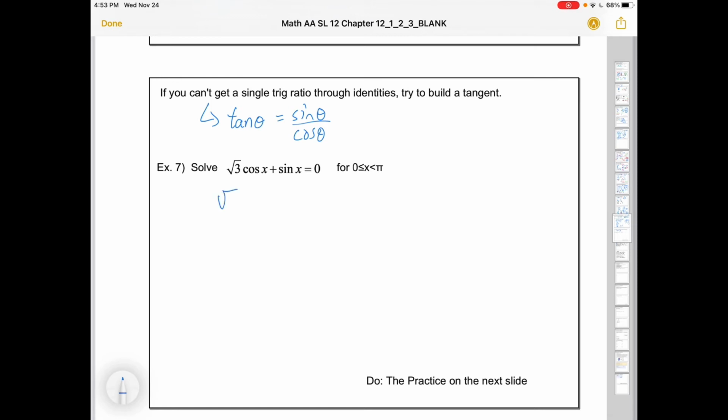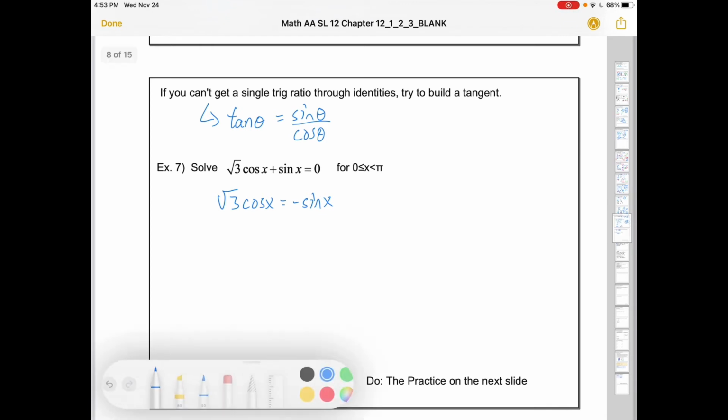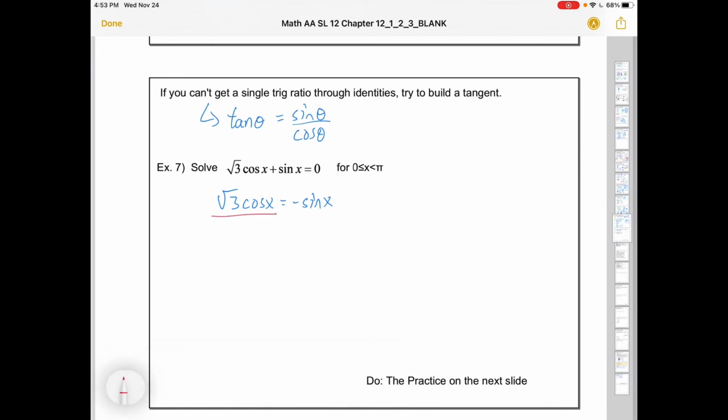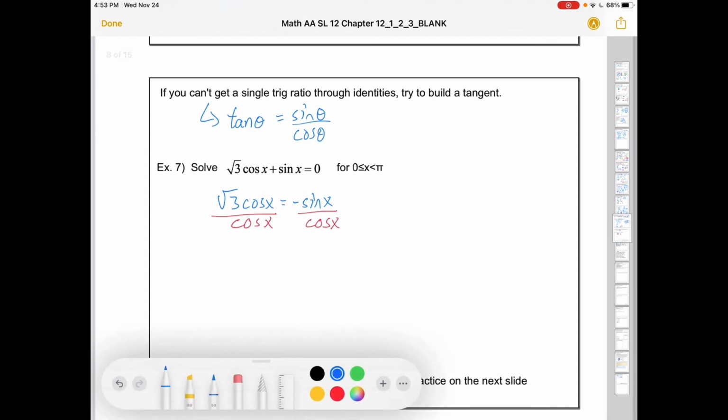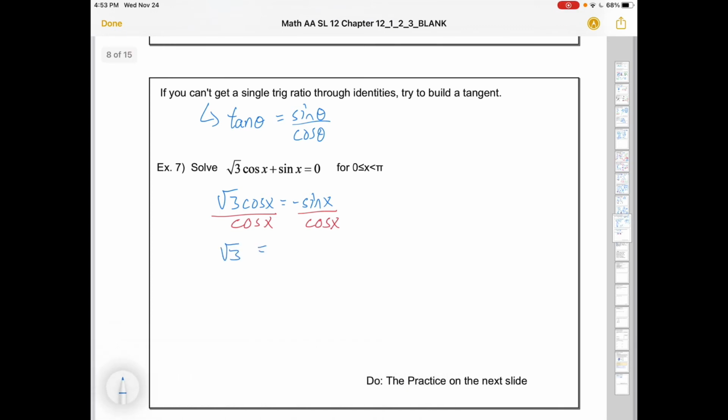Let's see. To do that, I'm going to have to separate out my sine and my cosine. This is only going to be possible if there's no constant term. And the next thing I'm going to do is divide by cosine, because what I'm trying to build is a sine over cosine. So let's see, what do I have now? I would just have root 3 equals negative sine x over cosine x. Oh my gosh. Negative sine x over cos x would be negative tan x.